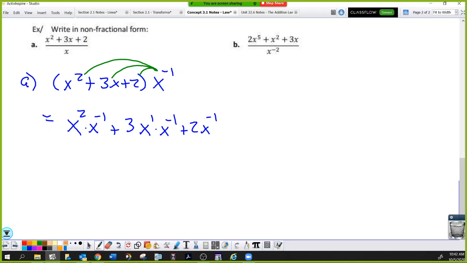You see, because when you multiply numbers with the same base, you add their exponents. So x to the 2 times x to the -1 is just x to the first, because 2 minus 1 is 1. Plus 3x to the first times x to the -1. Well, 1 and -1 gives you 0, so 3x to the 0. Well, x to the 0 is 1, so you just get 3. No way. Yep, and it said no fractions, so we just leave it like this. And this is in standard form, because the exponents are going from biggest to smallest. So that is still written in standard form.